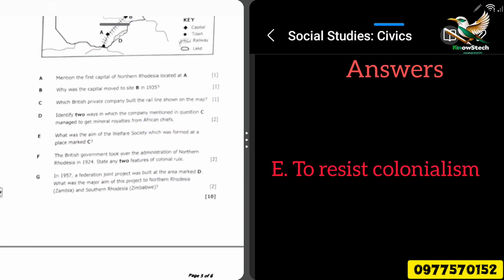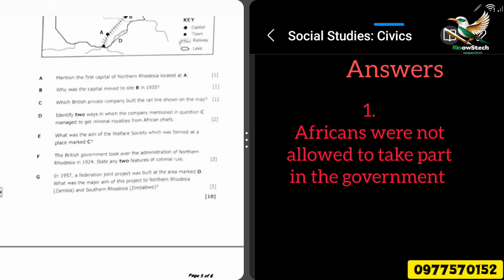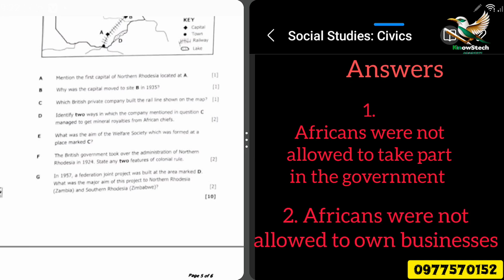What is the other question? The British government took over the administration of Northern Rhodesia in 1924. State any two features of colonial rule. Number 1, Africans were not allowed to take part in the government. Because there were many, you can also say Africans were not allowed to own big businesses.